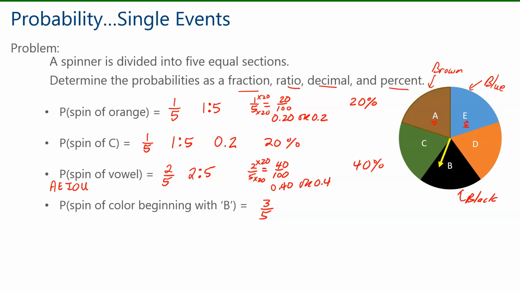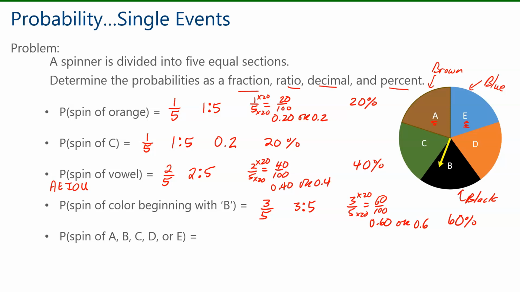That too is simplest form. The ratio then, 3 to 5. Let's create an equivalent fraction out of 100, so we get 60 hundredths, or 6/10, and our percentage would be 60%. And our final probability here.